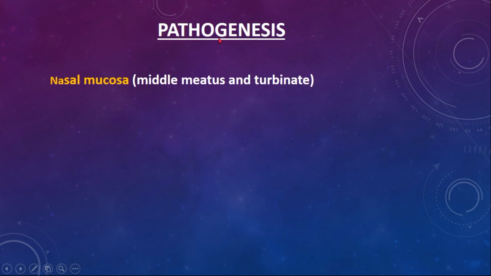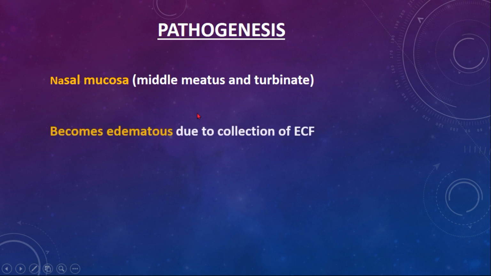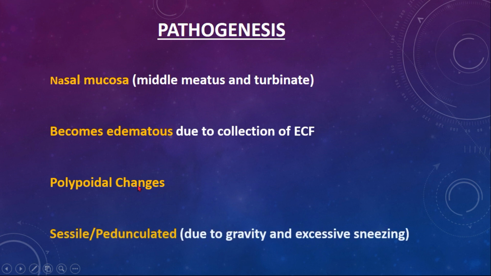Next one, pathogenesis. In pathogenesis, the normal nasal mucosa of the middle meatus and turbinate becomes edematous due to collection of extracellular fluid, that converts the normal nasal mucosa into polypoidal masses, polypoidal changes. Those polypoidal changes can be sessile or pedunculated, and pedunculated ones are due to gravity and excessive sneezing.